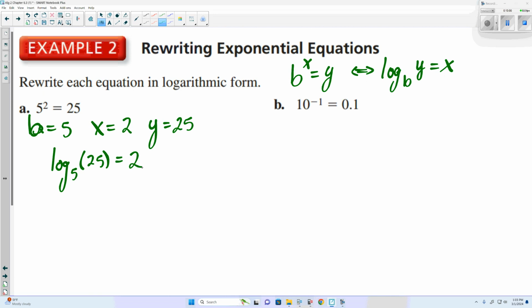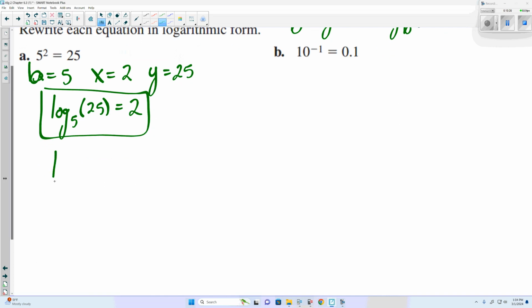Now, we don't necessarily need the parentheses, but sometimes it's nice to have them just to keep these separated. And that's it. One thing I will say is make sure the 5, our base, is a little bit lower, because we don't want to write this as log 5 times 25. That's what it's going to appear as. Because if there's no base written, and we'll get to it, and it's what we call common logs, the base is understood to be 10.